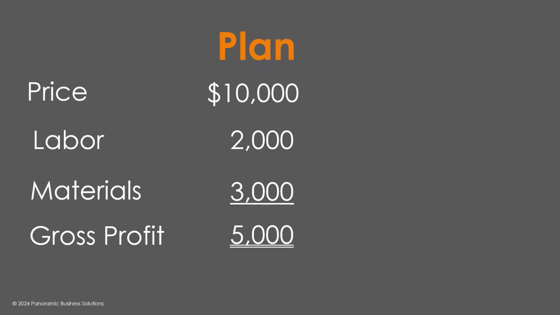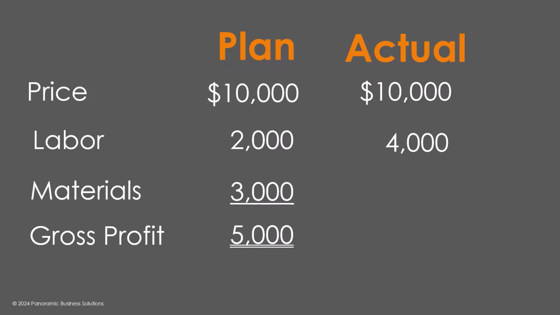On the left side is our plan, and then the bookkeeper can provide the actual numbers on the right side, where you can see how much labor was actually spent on the project, how much materials, and then the gross profit.